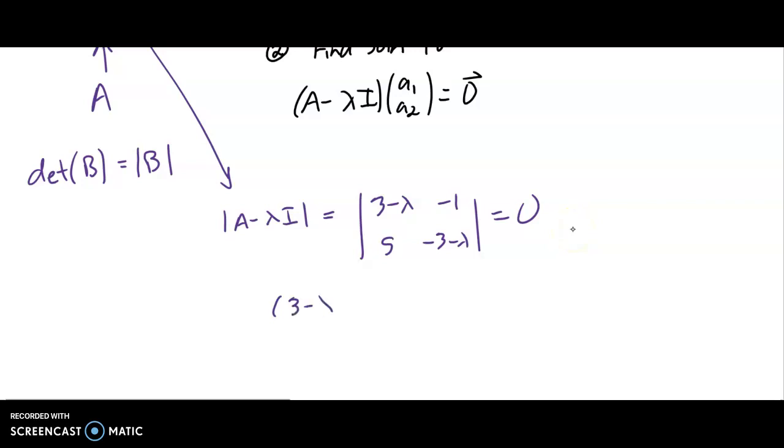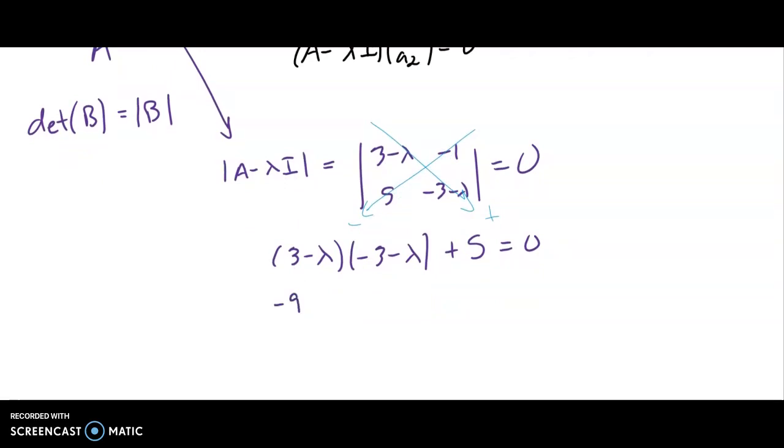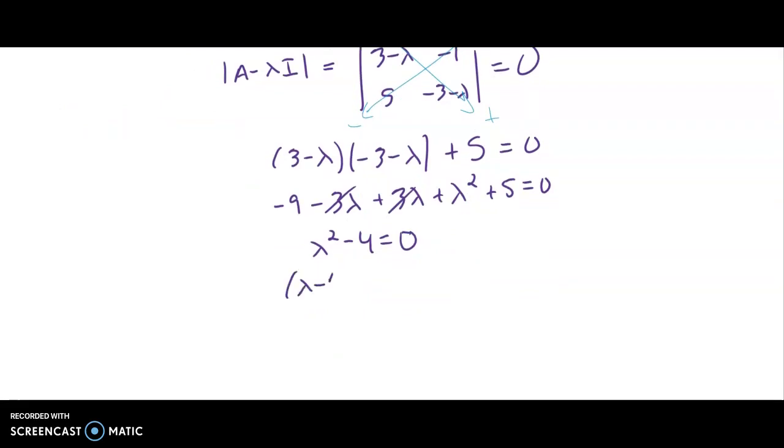That gives me 3 minus lambda. Remember, this product plus, this product minus. So that gives me 3 minus lambda times -3 minus lambda. And then I get another double negative on this one, so I just get +5, and that's equal to 0. So from there, I get a -9, and then -3 lambda, a +3 lambda, and then plus lambda squared, plus 5 equals 0. This works out really nicely because these two cancel. The 9 and the 5 combine to give me a -4. So I get lambda squared minus 4 equals 0. From there, I'm just going to do difference of two squares: lambda minus 2 times lambda plus 2 equals 0.